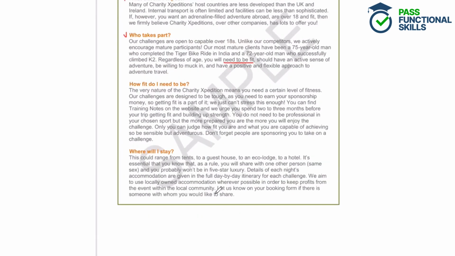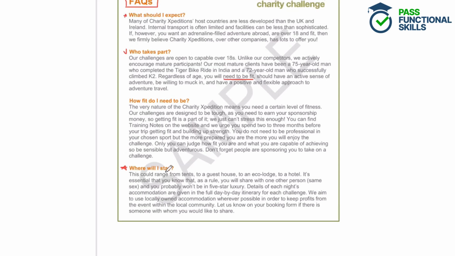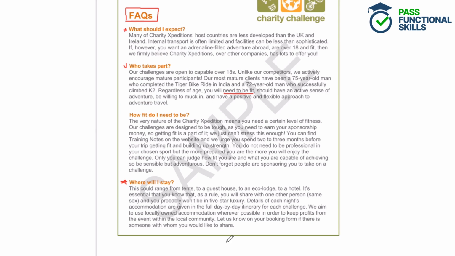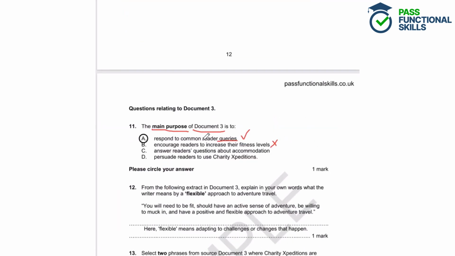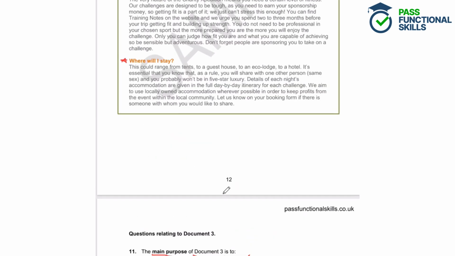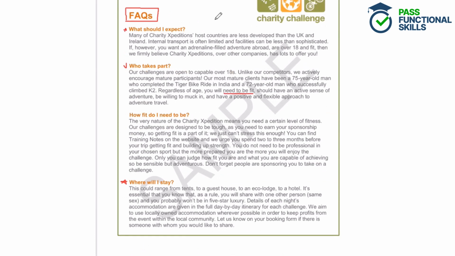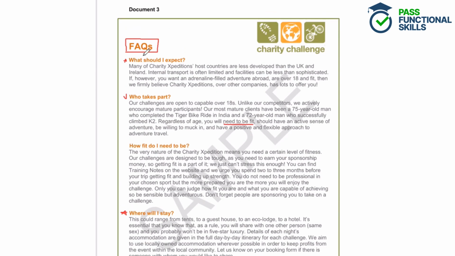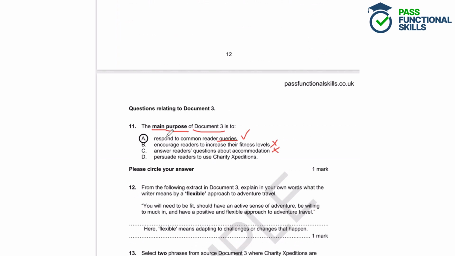C, answer readers' questions about accommodation. Well, the text does do this. It says, where will I stay? But that is not the purpose of the whole text. The whole text is to answer lots of different questions, to address common reader queries. And finally D, to persuade readers to use charity expeditions. Well, this might persuade a reader to use the charity expeditions, but mainly we are just focusing on these questions here. We are trying to find out information, so the document is responding to these queries.